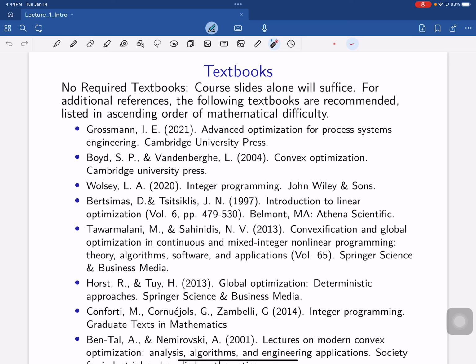We have books related to integer programming, linear programming, global optimization. The last book is a classic book on convex optimization. Okay, it's not necessary to buy any of those books. But if you are interested in a particular topic, you may want to go much deeper into that. I will not cover in detail any of those textbooks, but then we may refer to them as references.